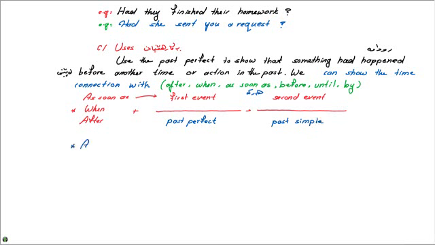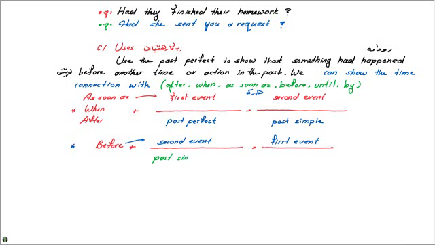After, before. Before usually comes at the beginning of the second event. Then we have the first event. We also use past simple for the second event. For the first event we use past perfect.